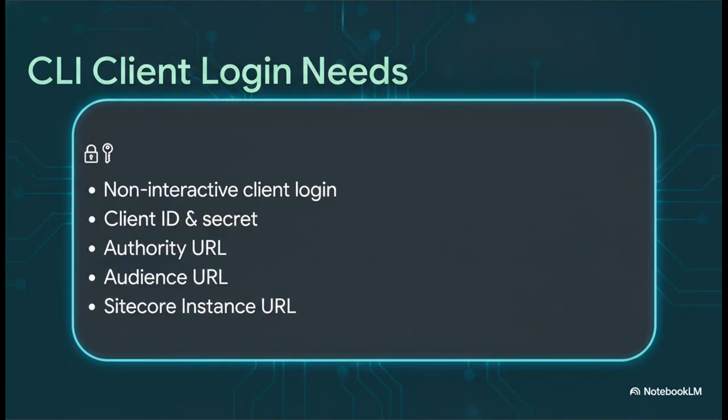Let's move on and see how this builds into configuring the Sitecore CLI for CI/CD automation. Because if you want to fully automate this pipeline, browser-based logins just won't cut it. You have to configure a non-interactive client login using a client ID and secret. This is what allows your DevOps tooling like GitHub Actions to provision environments and push serialized content entirely hands-free.